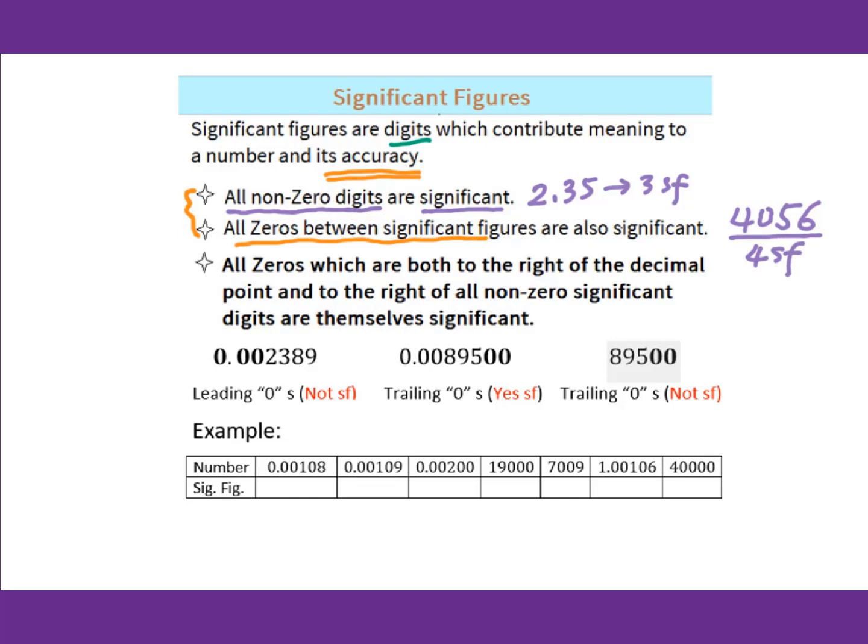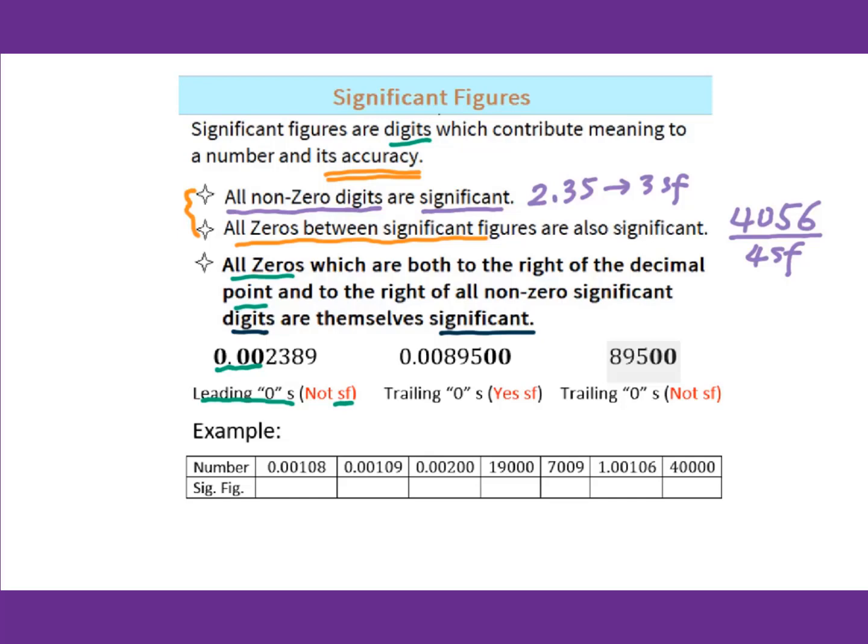The students always have trouble with the third rule. All zeros which are both to the right of the decimal point and to the right of all non-zero significant digits are themselves significant. What's the meaning of this rule? Let's define: all zeros before non-zero digits are leading zeros, like these 3, they are leading zeros. These leading zeros are not significant figures.